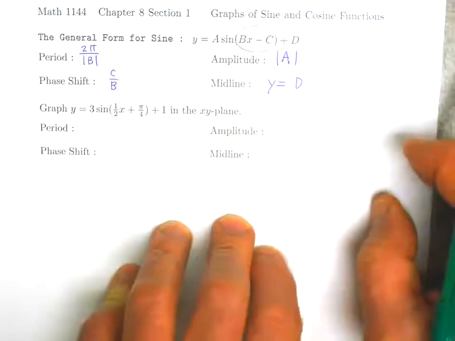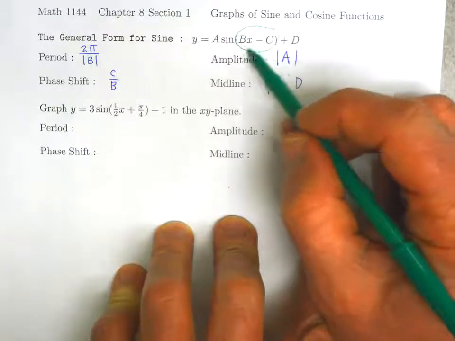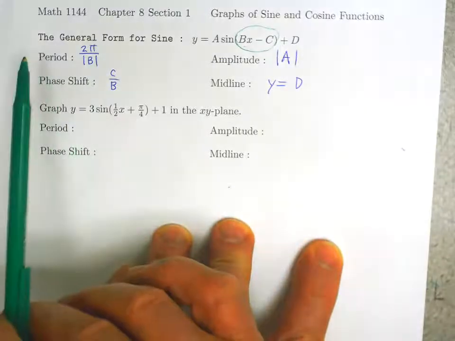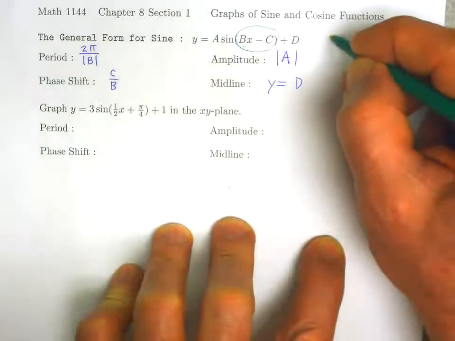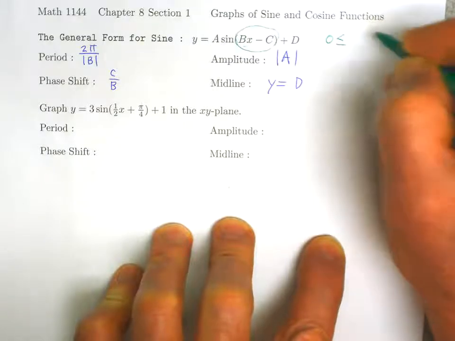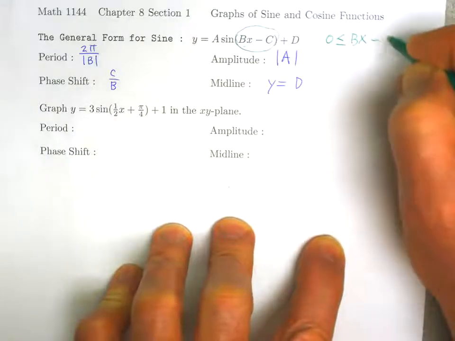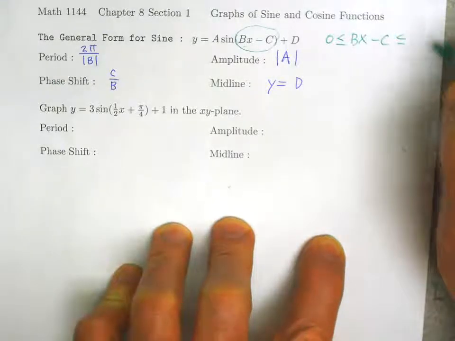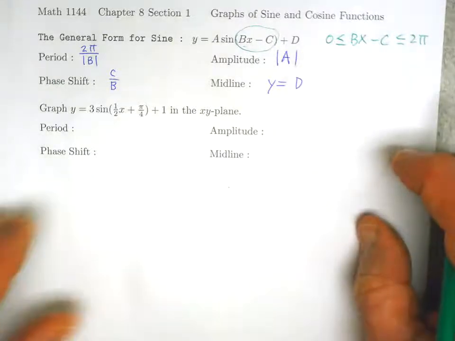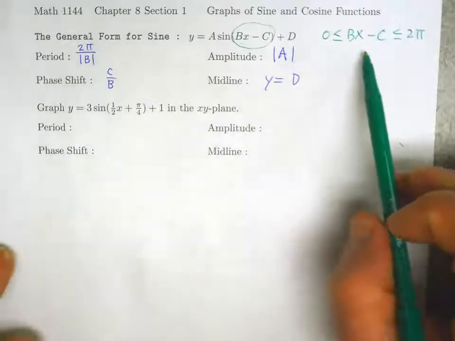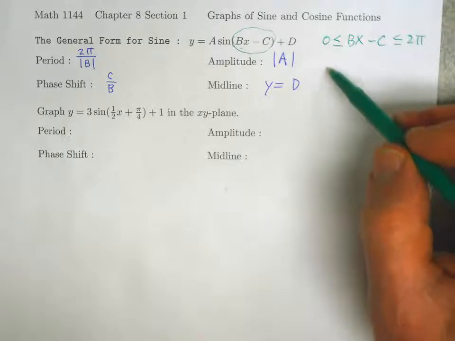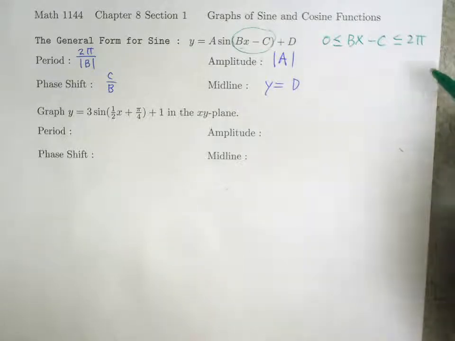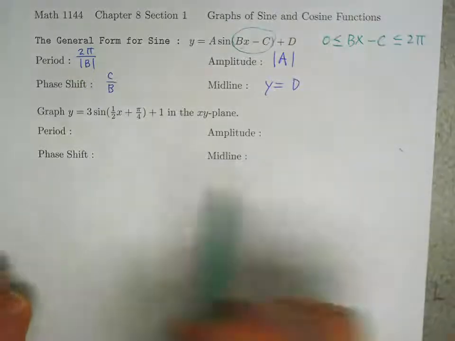So bx minus c. Remember the alternative for finding the period and the phase shift. I'll just write down the first step. You would write 0 is less than or equal to bx minus c is less than or equal to 2 pi. And then if you solve this compound inequality for x, this number on the left will be the phase shift. The length of the interval will be the period. So we'll do that over here.